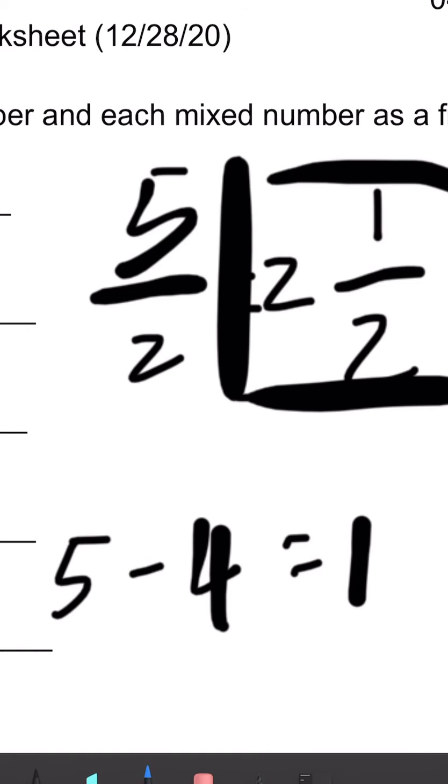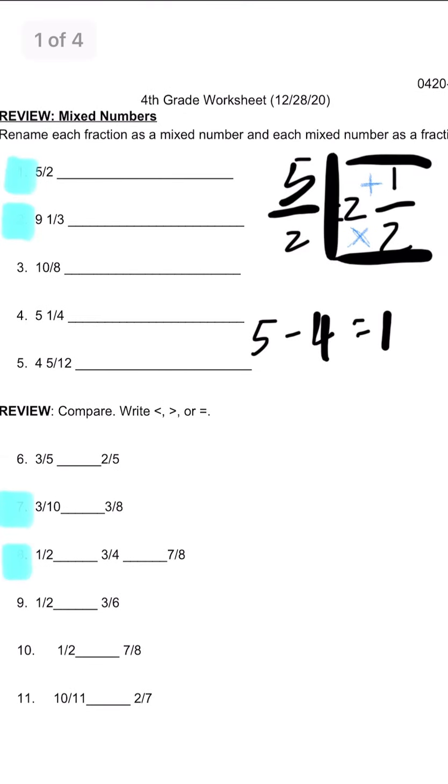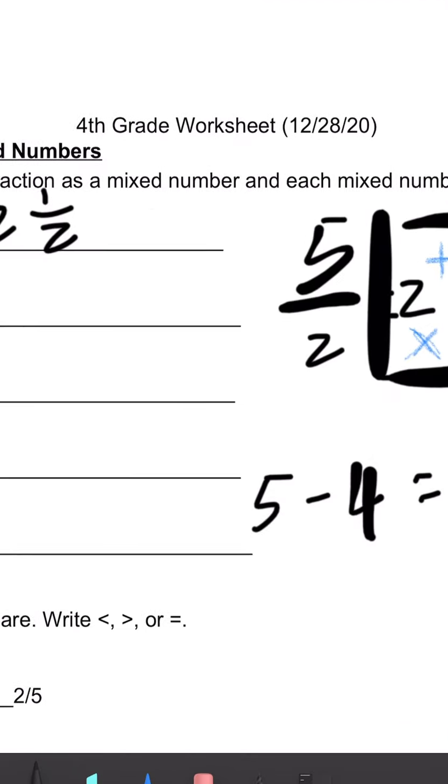As you guys can see, from the denominator to this number, it's multiplication. And from the whole number to the numerator, it's addition. So just remember to memorize that. So our new fraction is 2 and 1/2. And number 2, we have 9 and 1/3.